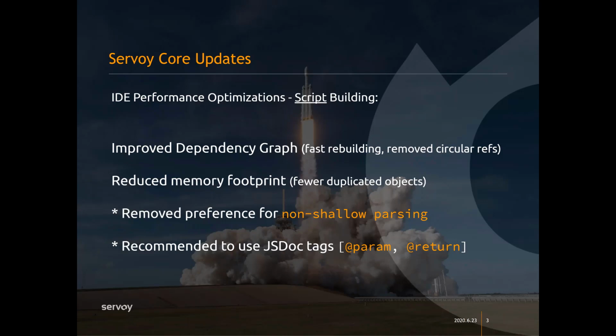So it's really recommended that you use JSDoc tags. It's always been recommended, but now even more so that you use your JSDoc tags, particularly for parameters and return types in methods, so that the parsing engine can really understand what depends on what in your code. So it's up to you to take advantage of those JSDoc tags if you're not already.